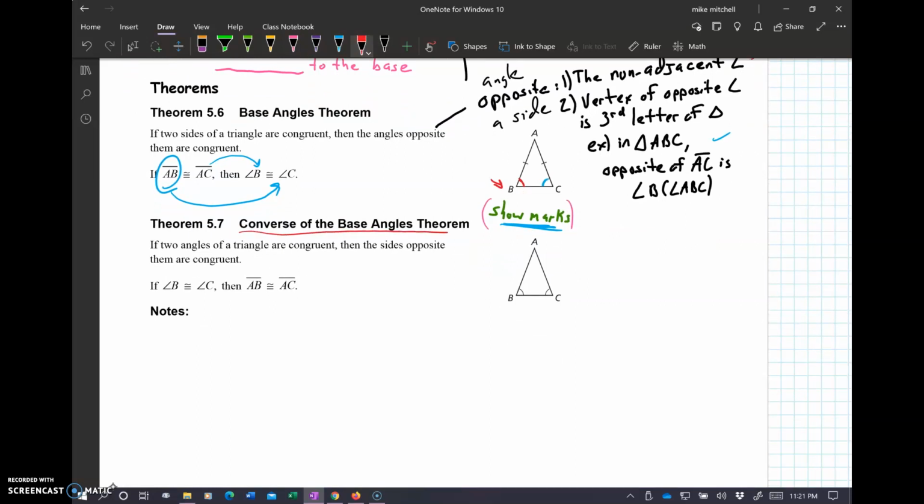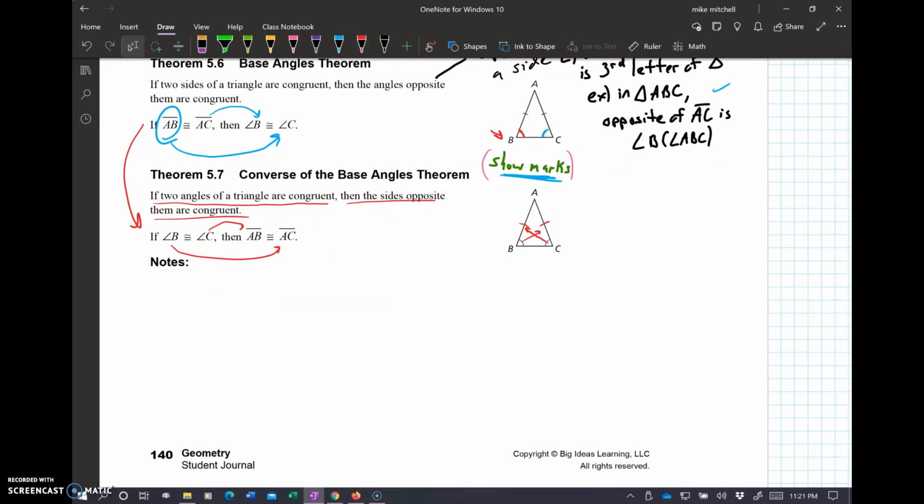Converse of the base angle theorem. Notice this is just this theorem turned around. So that's what a converse is, if you recall. If angle B is congruent to angle C, then segment AB is congruent to AC. If two angles of a triangle are congruent, then the sides opposite them are congruent. So they're going opposite. That's where they're getting that from. Angle B is going to AC. I don't know why they're not keeping these in the same order. No special notes here. Focus on opposite.